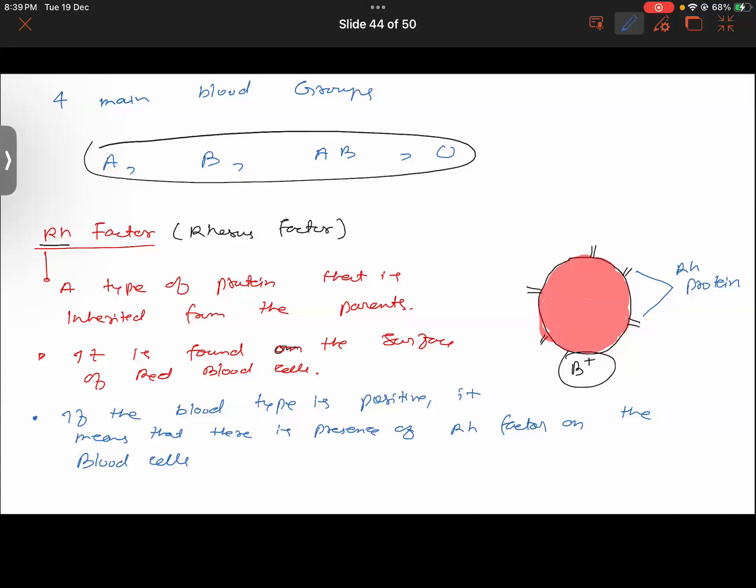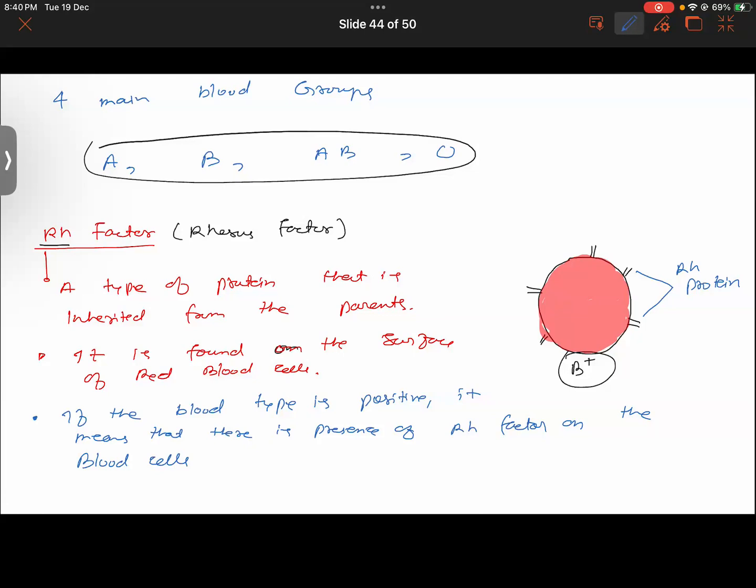So every blood type that is positive means that there is presence of Rh factor on the blood cells. Getting it now? And on which blood cell? Basically, red blood cells. So if it is negative, then the protein will not be present. Exactly, if it is negative, it means that the Rh protein is absent there. It is clear to everyone or not?